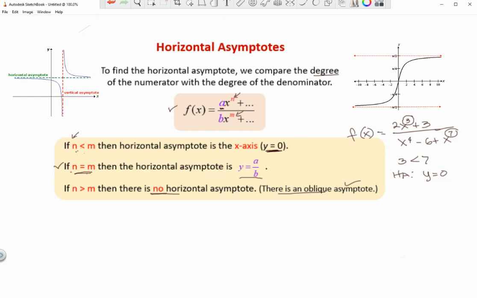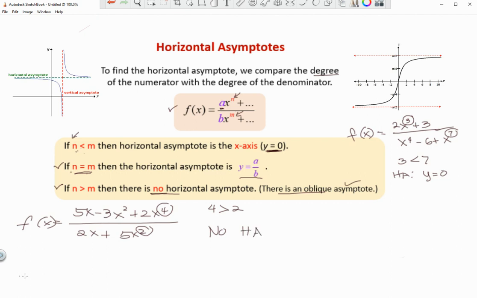Let's have an example. Let's say f of x equals 5x minus 3x squared plus 2x to the fourth, over 2x plus 5x squared. What is the degree in the numerator? The highest exponent is 4. What's the degree in the denominator? It's 2. So therefore 4 is greater than 2. Therefore we can say that it's case number 3. In this case, you will say no horizontal asymptote.